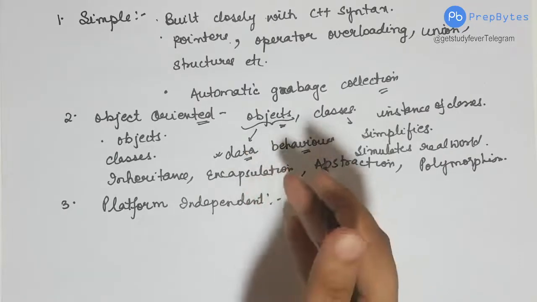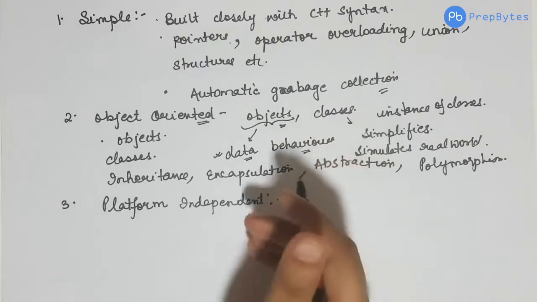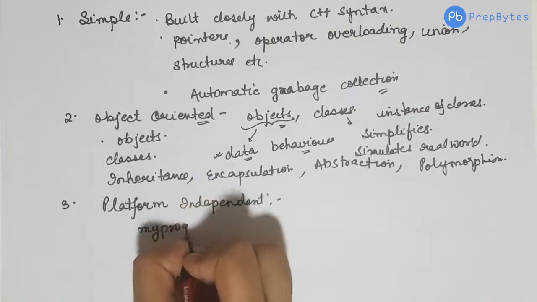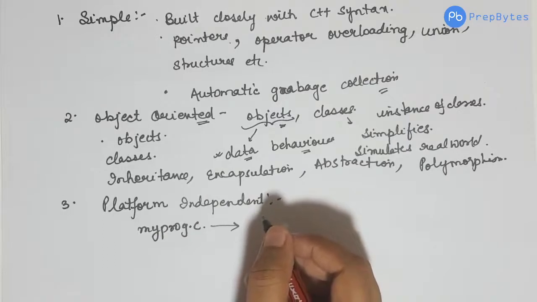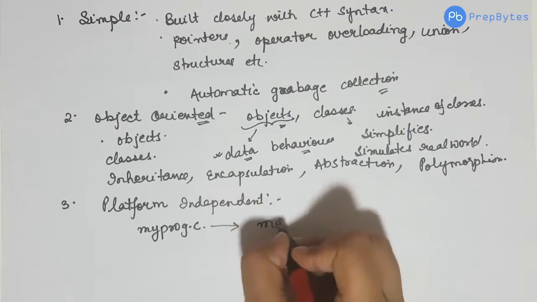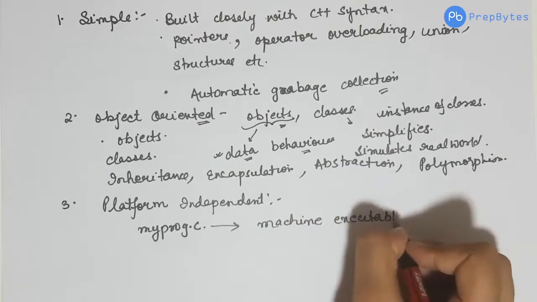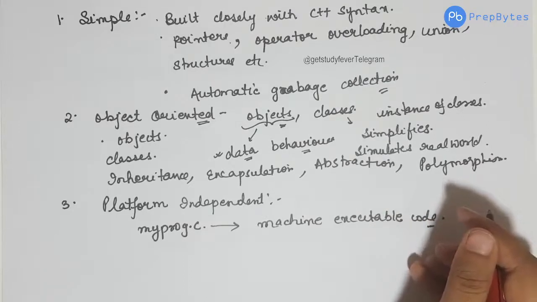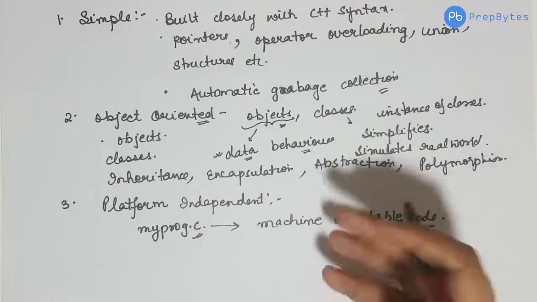Let's say what happens in C or C++. Whenever you have a program and you compile it, it gets compiled to machine executable code. Let's say I'm running my program on Windows. When I compile my program on Windows, my C program gets converted into code that can be run on a Windows platform.